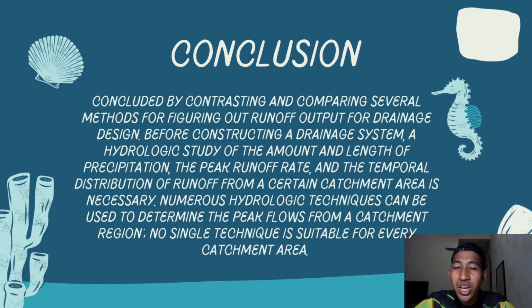And now we go to the conclusion. This study concluded by contrasting and comparing several methods of figuring out runoff output for drainage design. Numerous hydrological techniques can be used to determine the peak flows in a catchment region, with the technique suitable for every catchment area. The unit hydrograph technique is not frequently used due to limitations, which include the cost of obtaining runoff data for a given catchment and the lack of runoff data of at least 35 years. So we can estimate with all the approaches studied, even though it is an estimate. The design storm peak discharge is often predicted using the rational formula.